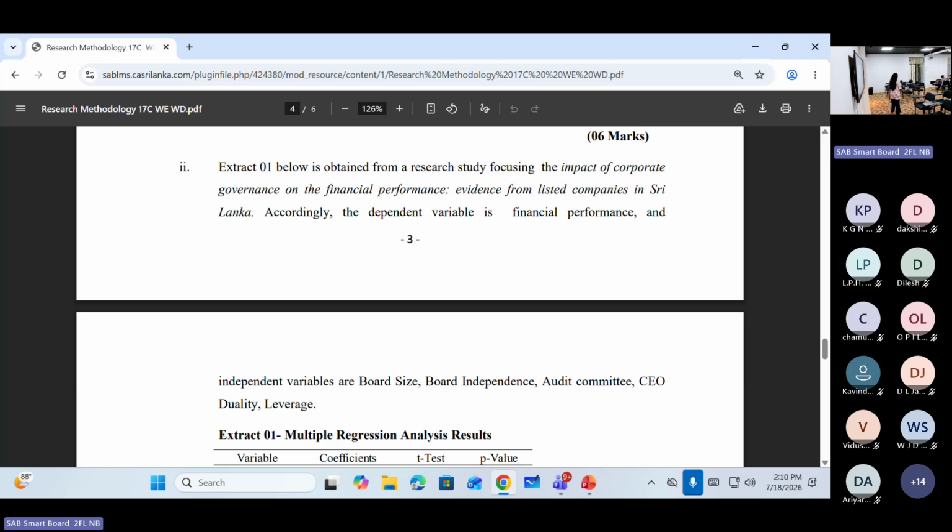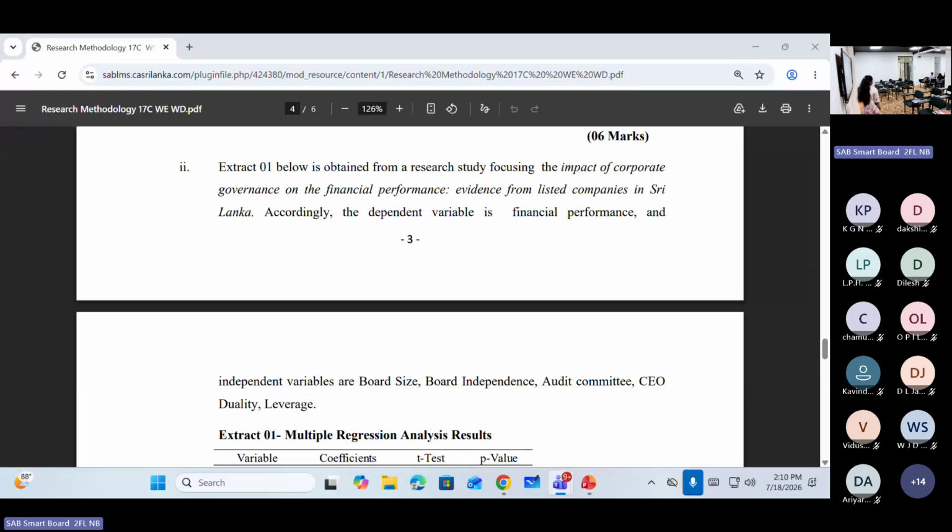Okay, what does the question say? Extract 1 below is obtained from a research study focusing on the impact of corporate governance on financial performance, evidence from listed companies in Sri Lanka. Accordingly, what is the dependent variable?